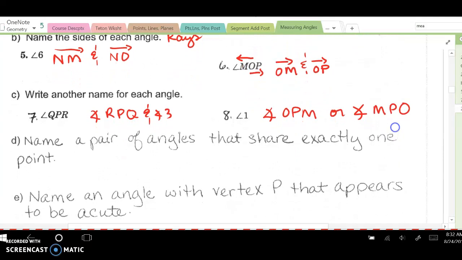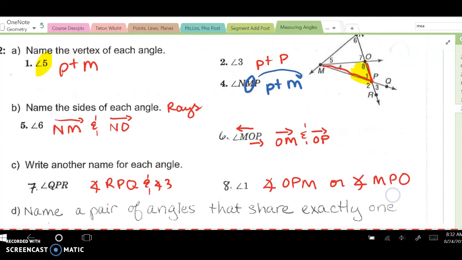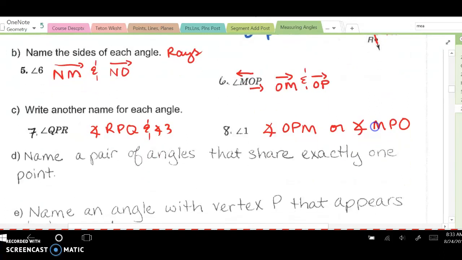Name a pair of angles that share exactly 1 point. Let's look. I can see several situations. It looks like 7 and 8 would not work because they also share this line in common, that ray. 5 and 4 would not work because they share a line or a ray. Looks like maybe 3 and 1 would be one of our best options because they only touch at point P. You could have also said angle 2 and angle QPO. But I'm just going to say angle 1 and angle 3.